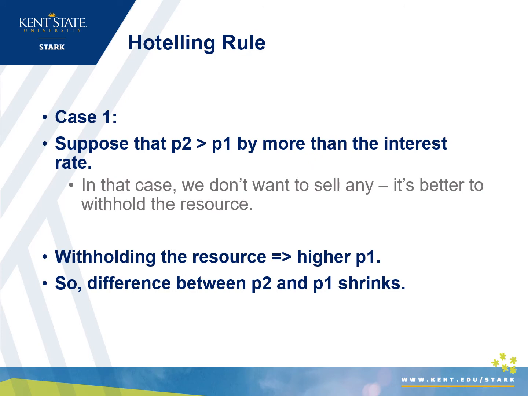So let's consider the first case. Let's suppose that the price in the second period is greater than the price in the first period by more than the amount of the interest rate. So if the interest rate is, say, 10%, then we're looking at a case where the price in the second period is more than 10% higher than the price in the first period. And perhaps it's 20% higher.